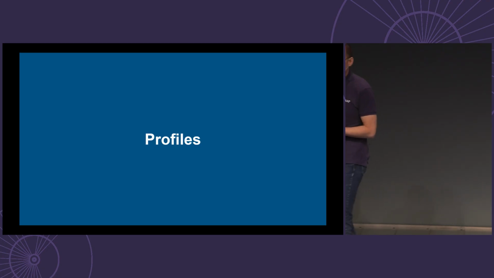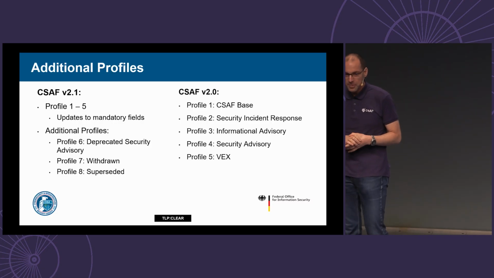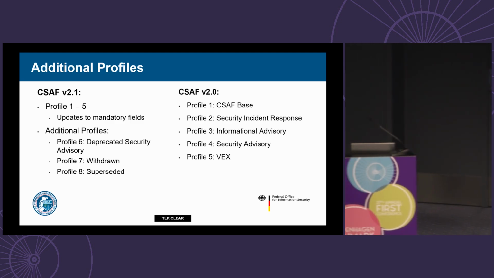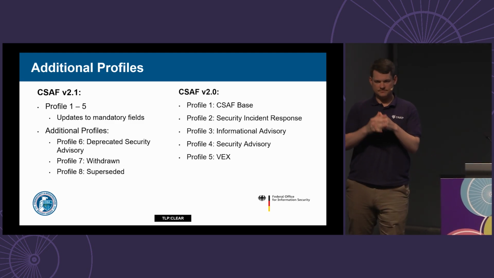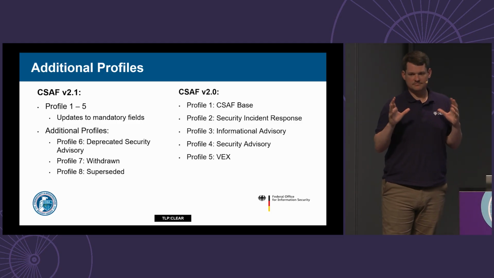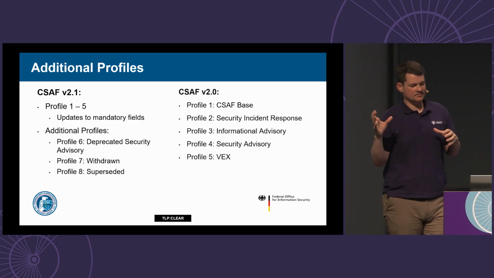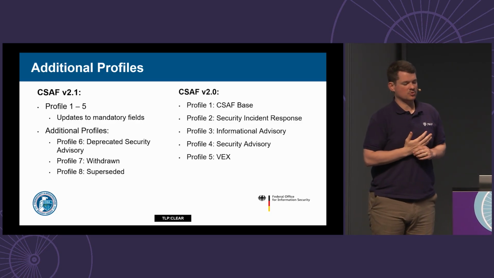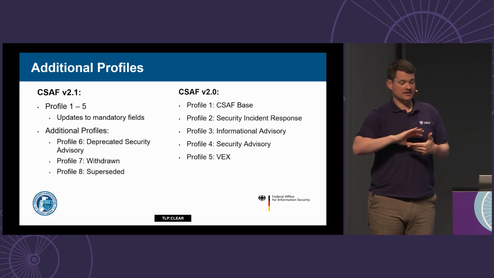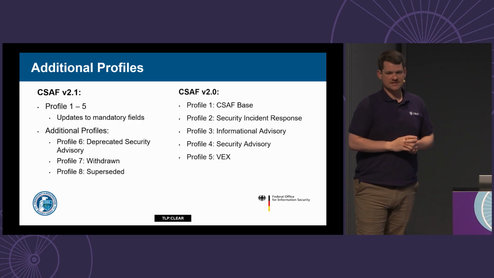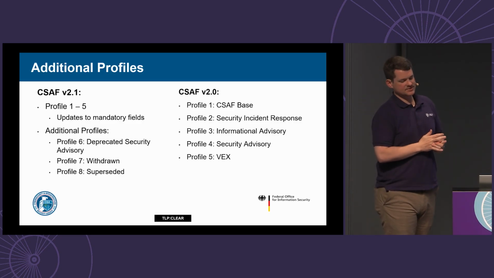And so Justin is going to talk about profiles. So if you're familiar with CSAF version 2.0, it's broken down into profiles that all essentially build on one another. The probably most popular and most common is Profile 4, Security Advisory. We also are starting to see Profile 5, VEX, out there. We've added 3 new profiles. One of those is necessary, Profile 6, the Deprecated Security Advisory.